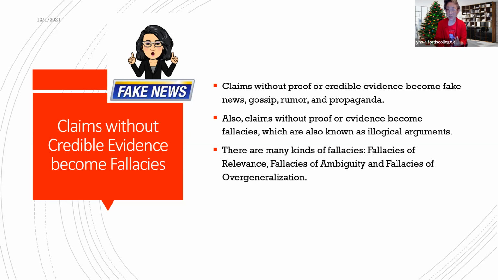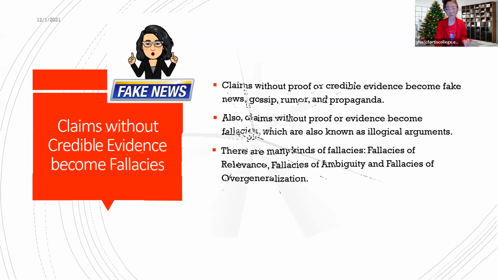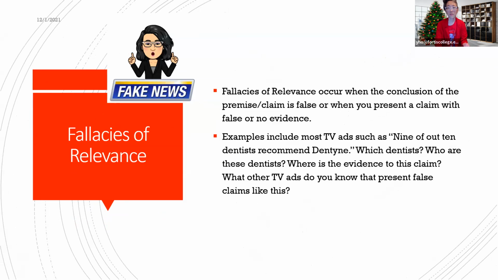That is, there are 3 kinds of illogical arguments: fallacies of relevance, ambiguity, and overgeneralization. Fallacies of relevance occur when the conclusion of the premise or claim is false, or when you present a claim with false or no evidence. Examples of fallacies of evidence are TV ads, such as 9 out of 10 dentists recommend Dentyne. Which dentists? Who are these dentists? What is the evidence behind this claim? What other TV ads do you know that present false claims like this? And the answer to that is almost all of them, okay?